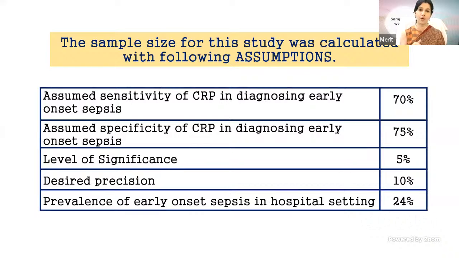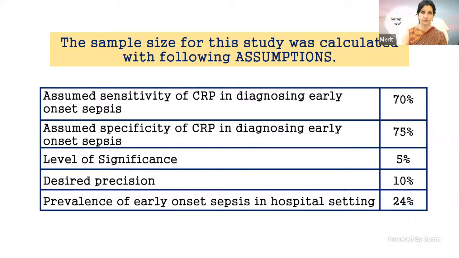And now if I want to plan the same study in my setting, how will I do it? The desired precision is 10%, I have taken, and the prevalence of early onset sepsis in my hospital setting is 24%. So this is the prevalence of the disorder. So remember, we will apply a sample size formula where we divide this whole proportion sample size by the prevalence if we are using sensitivity. And if we are using specificity, we divide it by 1 minus prevalence.